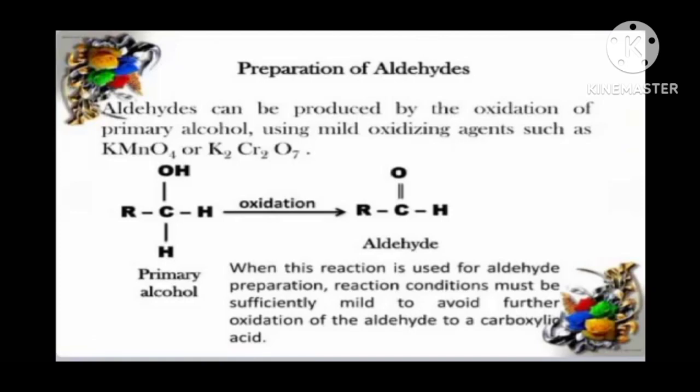Preparation of aldehydes. Aldehydes can be produced by the oxidation of primary alcohols using mild oxidizing agents such as KMnO4 or K2Cr2O7. As you can see, on the left side is a primary alcohol oxidation and the right side is the aldehyde. When this reaction is used for aldehyde preparation, reaction conditions must be sufficiently mild to avoid further oxidation of the aldehyde to a carboxylic acid.